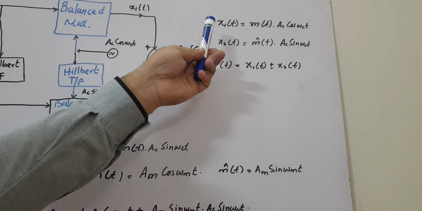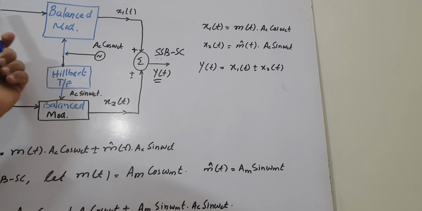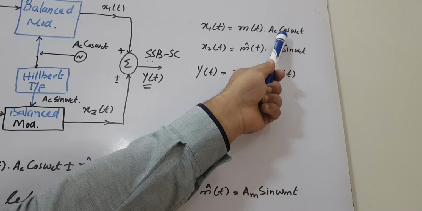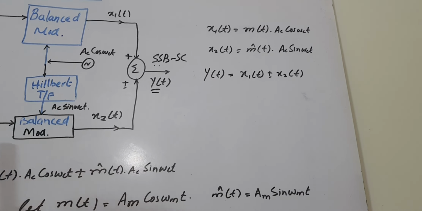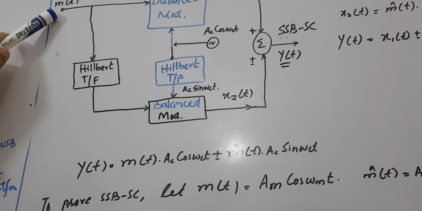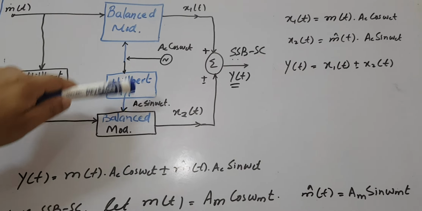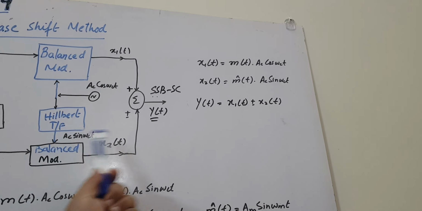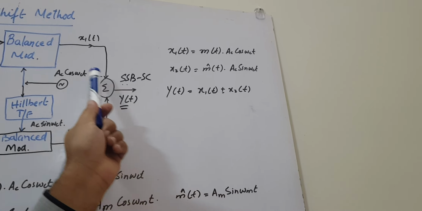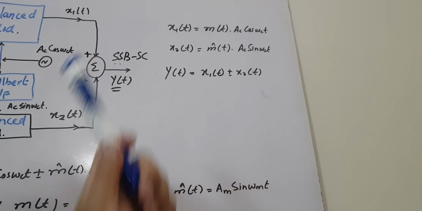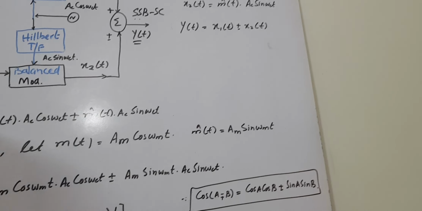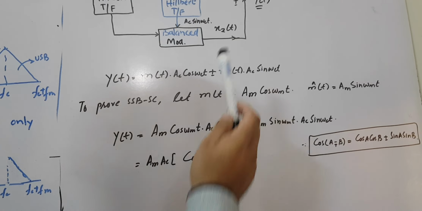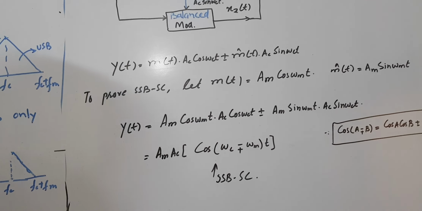So what is x1(t)? x1(t) is the product of the message signal and Ac cos omega ct, m(t) multiplied by Ac cos omega ct. And x2(t) is the product of the Hilbert transform of the message signal and the Hilbert transform of the carrier, that is m cap t and Ac sin omega ct. And y(t) is x1(t) plus or minus x2(t). So you can write y(t) equals m(t) Ac cos omega ct plus or minus m cap(t) Ac sin omega ct. This is the single sideband suppressed carrier.